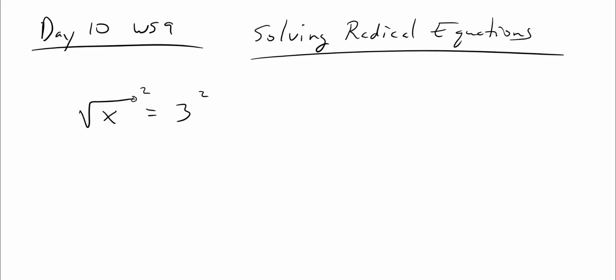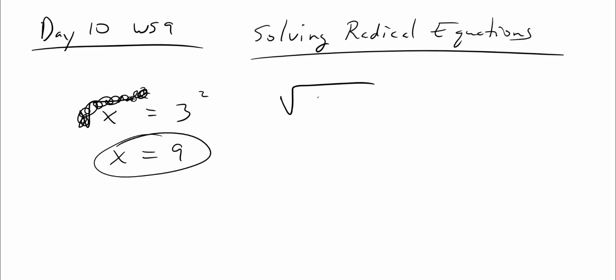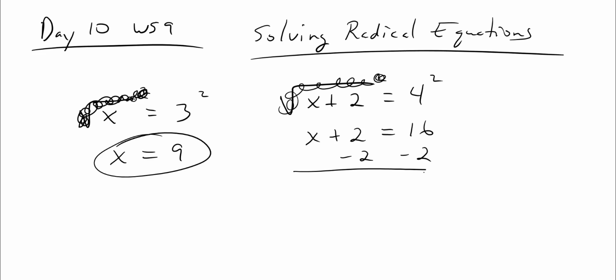So squaring the square root just takes it away, and I just have x equals, and what's 3 squared? 9. That's the answer to the problem. What? That's it? Okay, so that was a really basic example. So I can give you a problem like this. The square root of x plus 2 equals 4. So I'm going to square both sides, and again, this is going to go away, and I have x plus 2 equals 4 squared, which is 16. I can subtract 2 from both sides, and I get x equals 14. Okay? It's not bad.